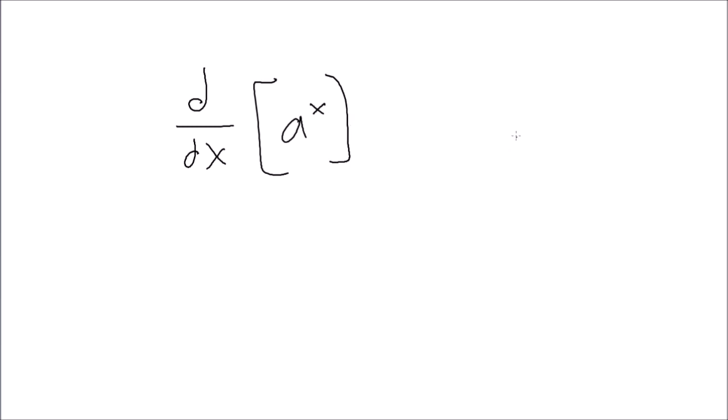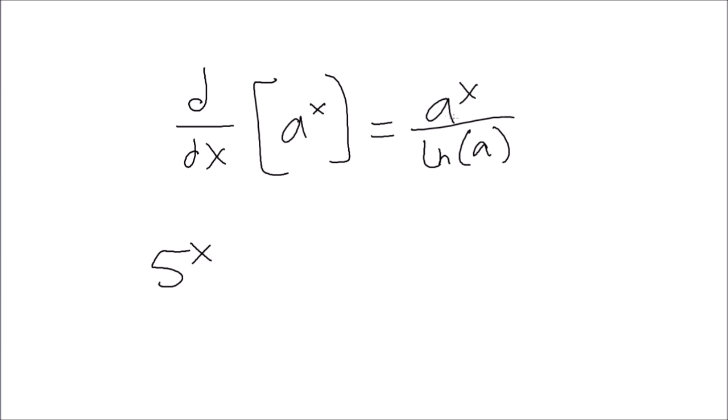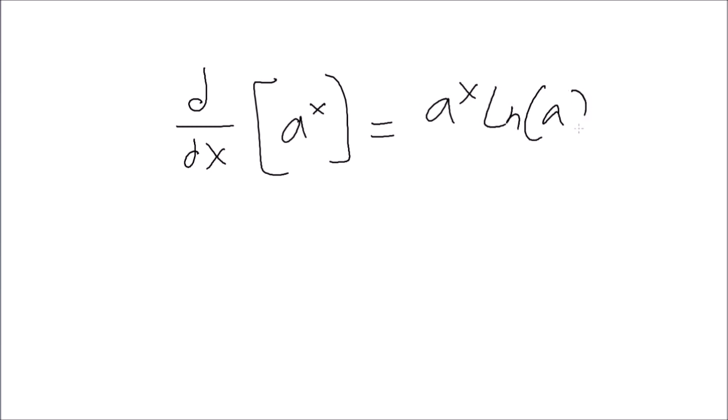Next, some of you guys may say this is quite standard. Again, you'll be very surprised, a lot of classes don't really make you practice this. If it's just for any number a, like 5 to the x, then the derivative is a to the x times ln of a. I don't know why I wrote ln of a by itself, that's wrong.